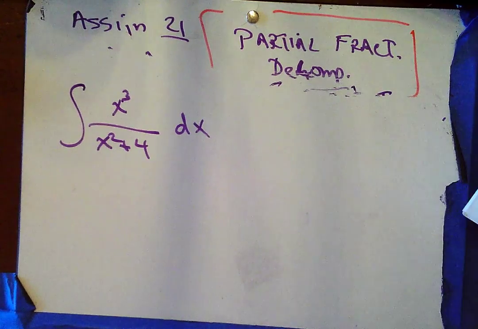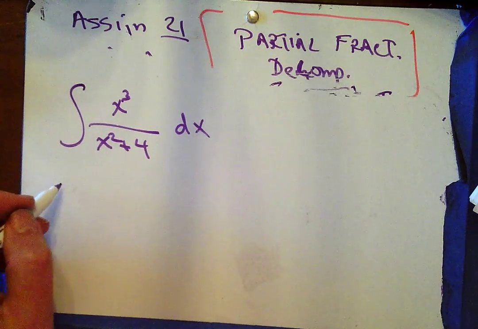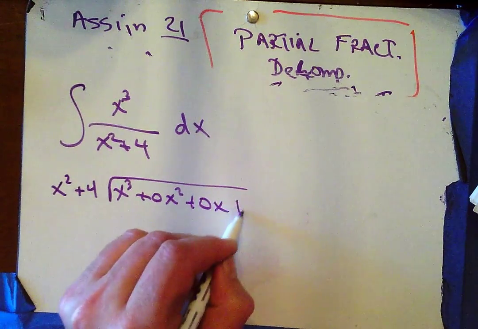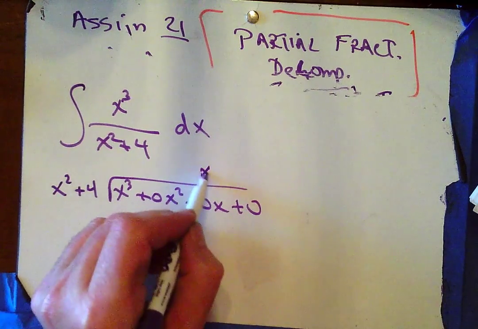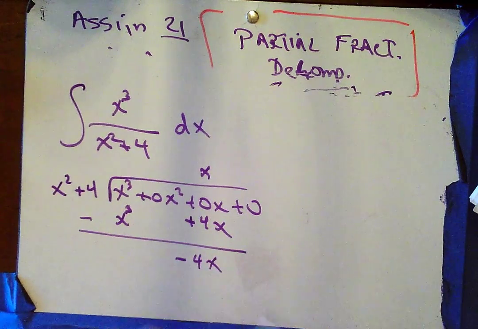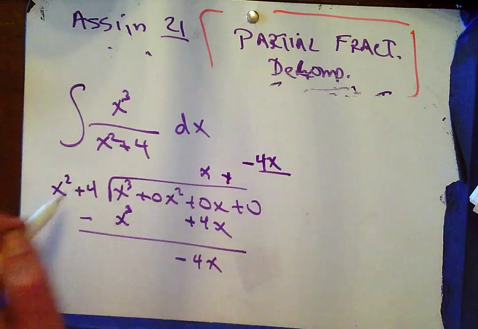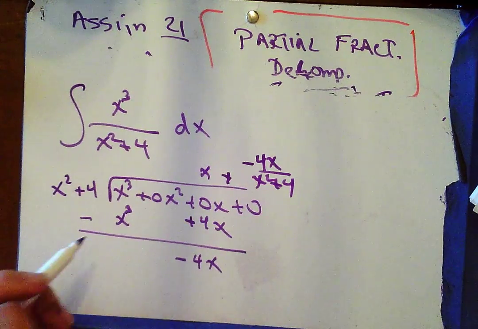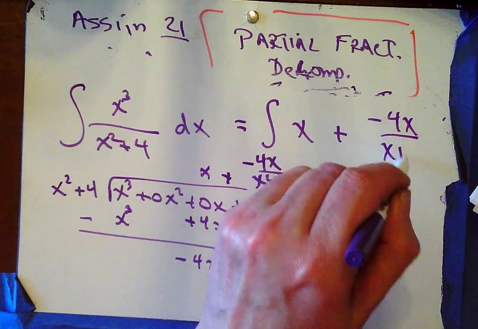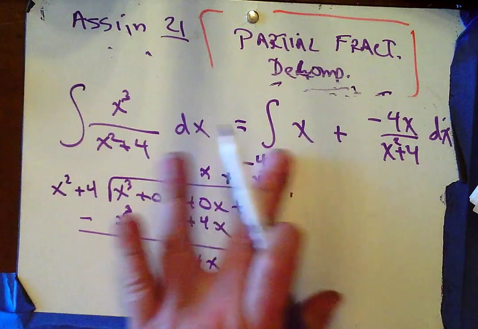Oh, sorry. You were coming back. You're back. Well, welcome back. Because the degree of the top is the same or larger than the degree on the bottom, we're going to do some long division. And what do I multiply that by to turn it to that? Plus 4x and subtract. Minus 4x. So plus negative 4x over x squared plus 4. Great. So this thing that I couldn't integrate is equal to x minus 4x over x squared plus 4. Fabulous.